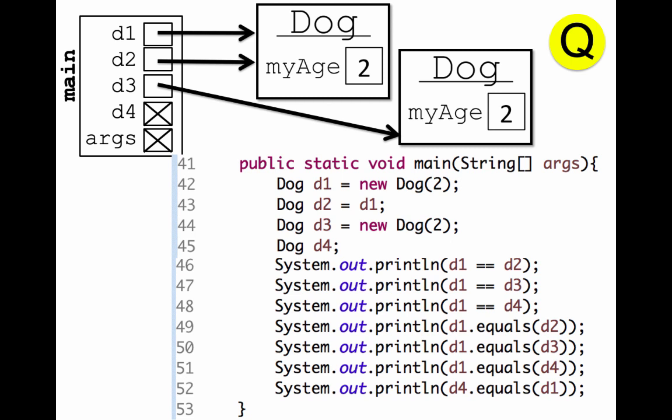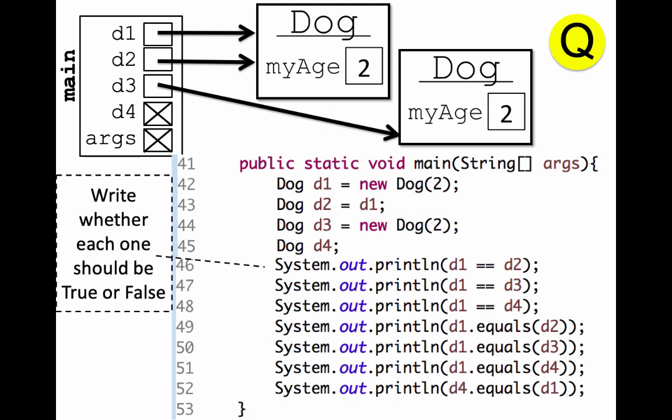If you didn't remember what was in the Dog class, what instance variables, that's fine, but it's got a name and an age. Okay, so the next thing is I want you to pause and write whether each of these things should be true or false. So that's lines 46 through 52. Come up with what you think each one should do. And then you should pause, but I'll keep going.